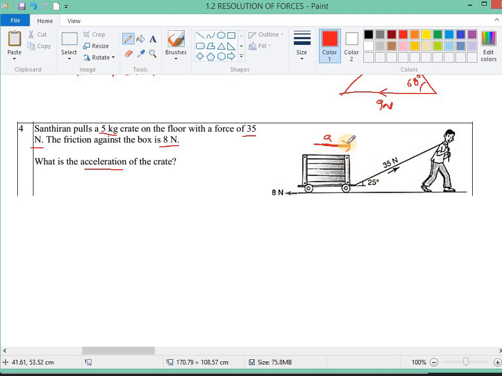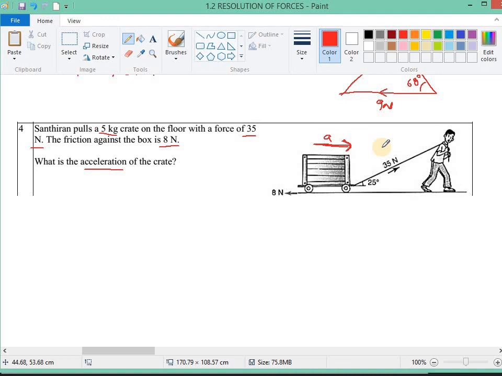The crate moves in the horizontal direction, so the acceleration should also be in the same direction. But the force 35 Newton is 25 degree upward, not directly horizontal. That means only a part of the 35 Newton is responsible to make the crate accelerate forward. The other part is upward. One part is horizontal to the right, one part is vertical going upward.